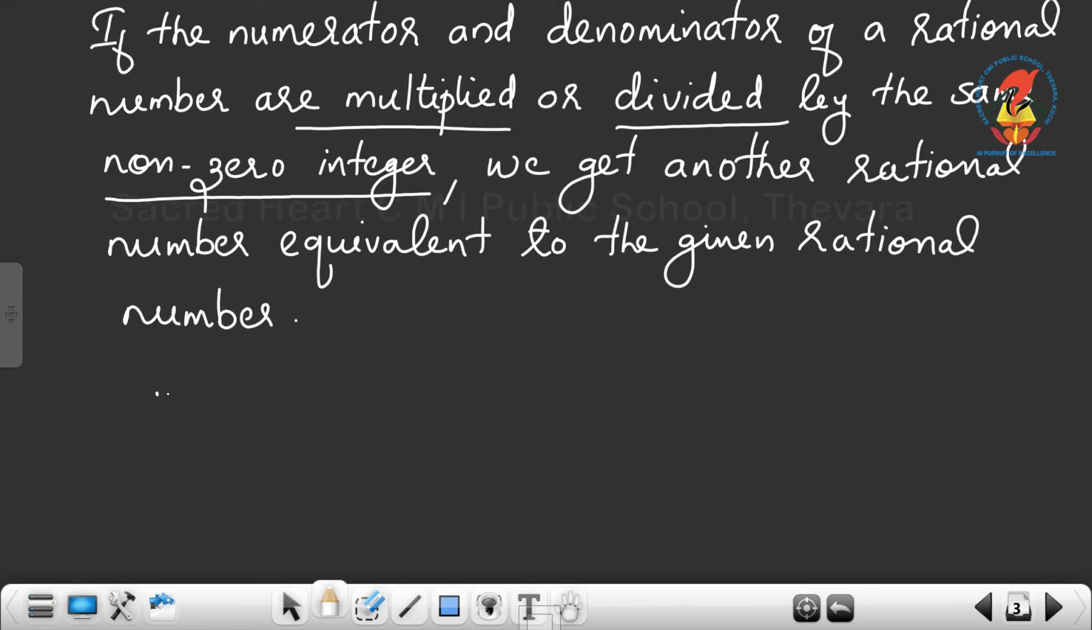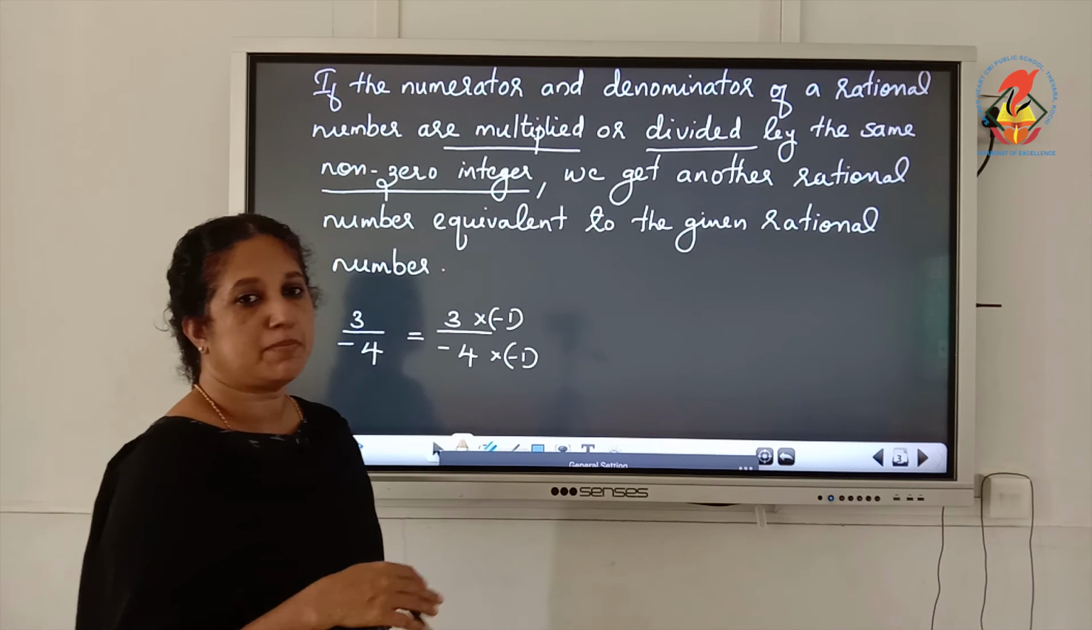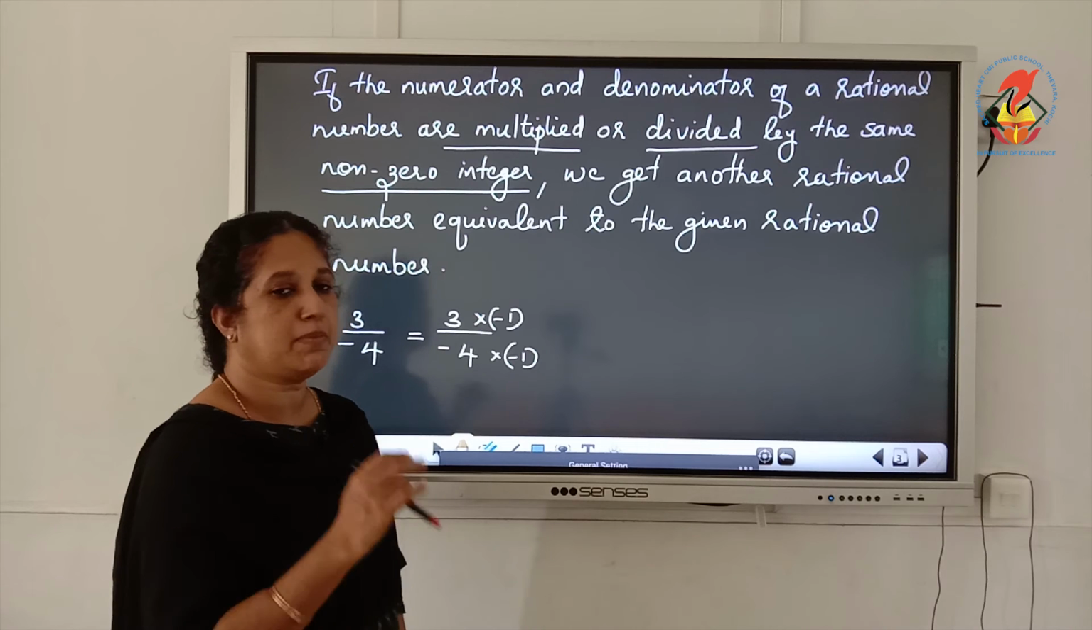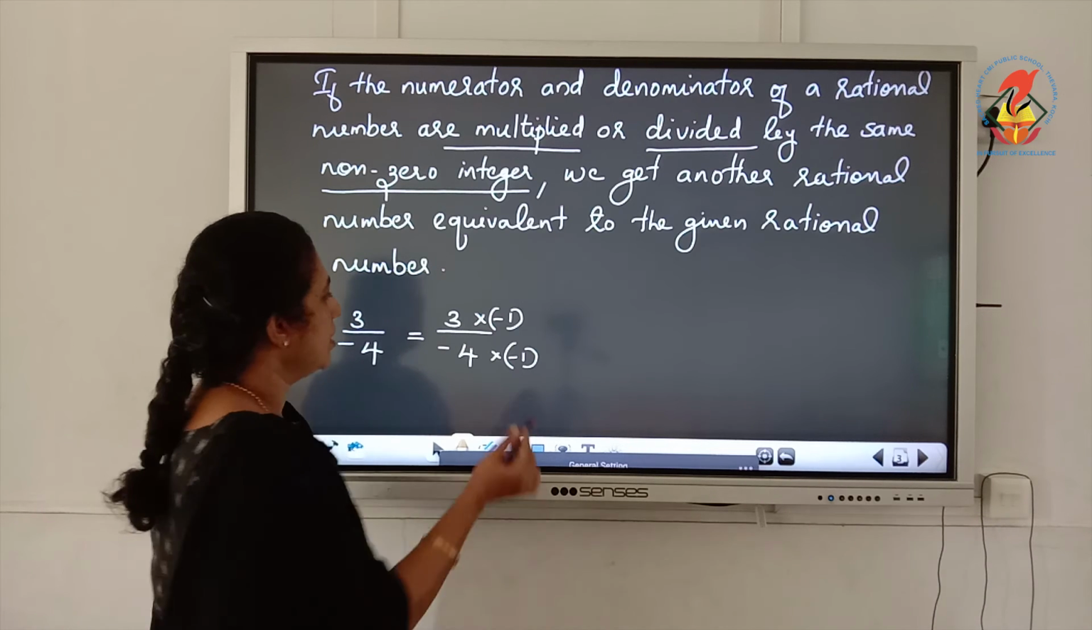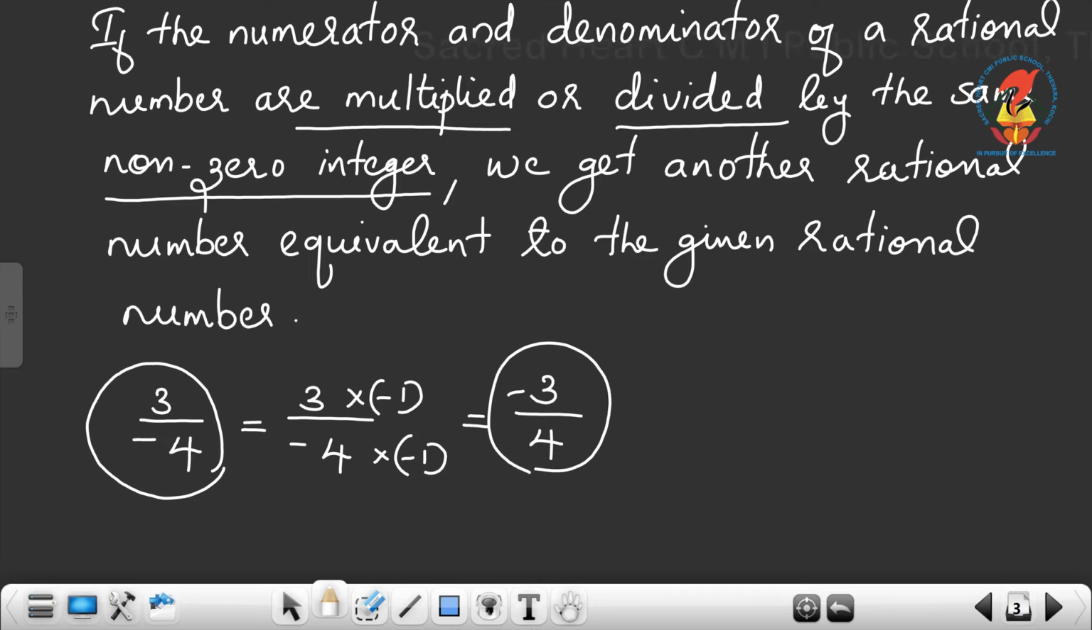Now consider this example, 3 by negative 4. If you multiply this 3 by negative 4 by negative 1 in the numerator and the denominator, we can multiply both numerator and denominator by any non-zero integer. So we can multiply with negative integers also. We multiplied with negative 1, so we got negative 3 by 4. So 3 by negative 4 is equivalent to negative 3 by 4.